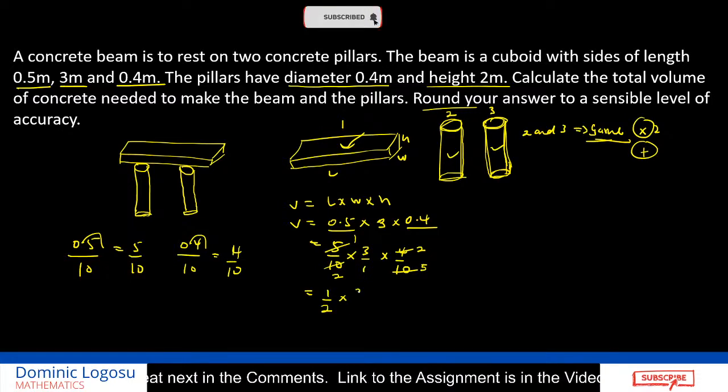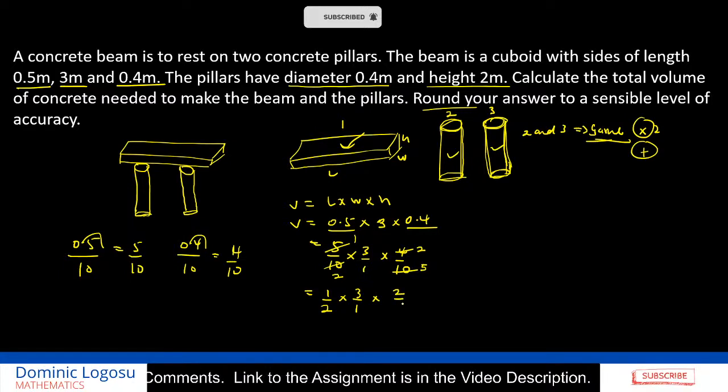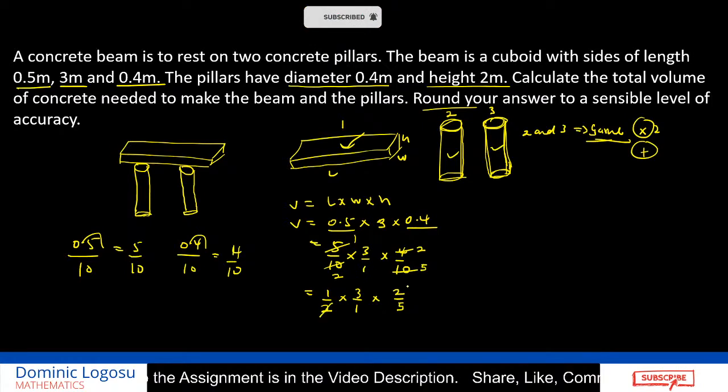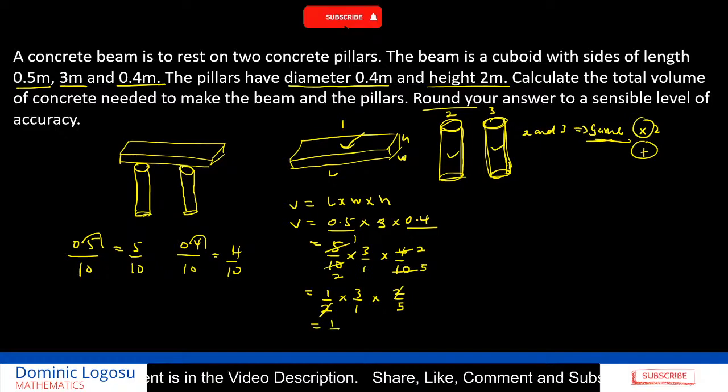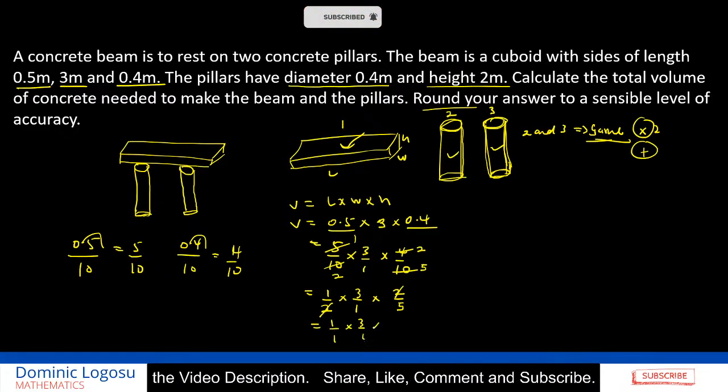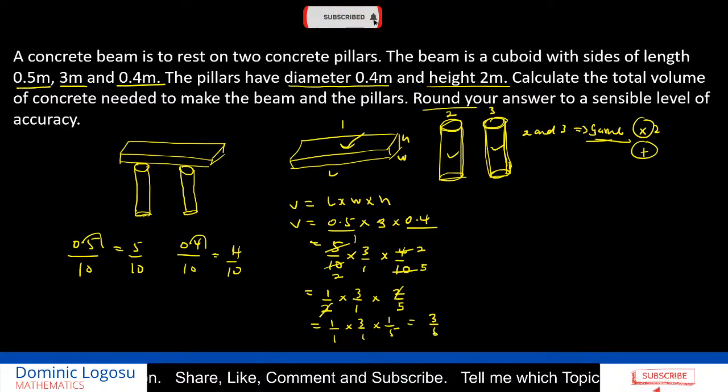With this one, I know it is 1 over 2 times 3 over 1 times 2 over 5. Having that, now I can say that this 2 will cancel this 2. So if I go further, it will be 1 over 1 times 3 over 1 times 1 over 5. At the end of the day, this is going to be 3 over 5.